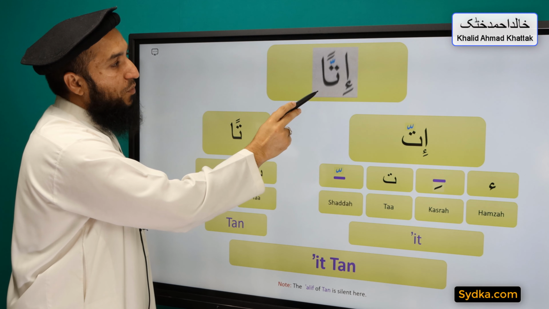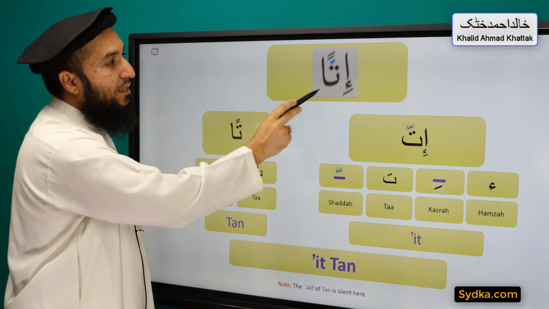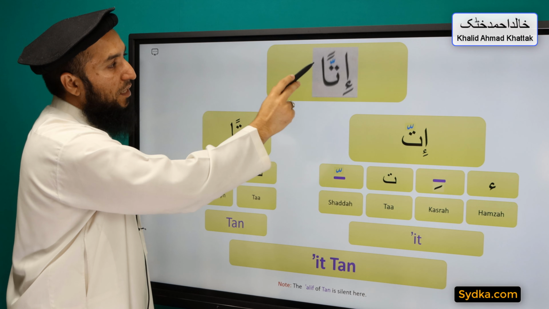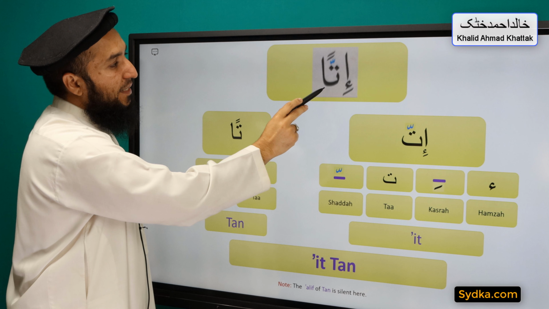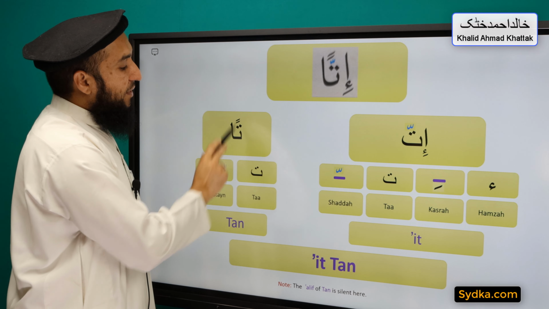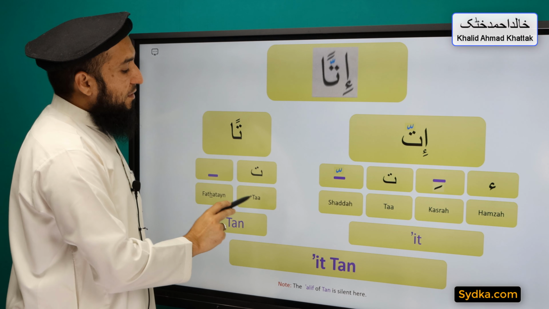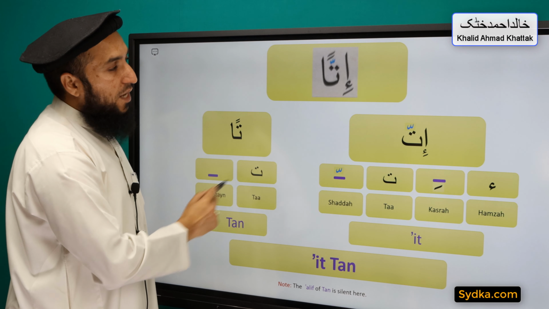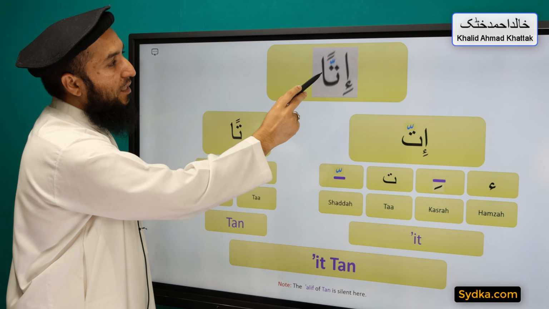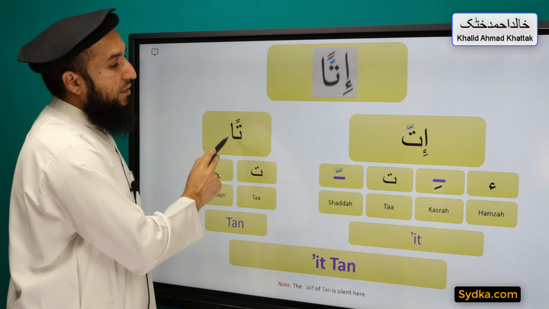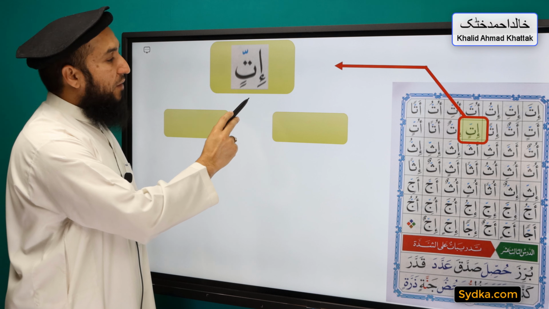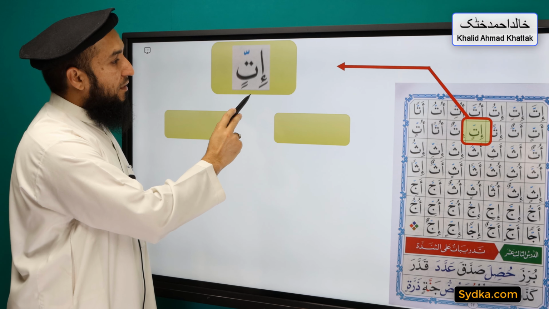The second syllable we have is Ta Fathatain, Tan. Ta is a light letter, it has Fathatain on top of it, and this alif is silent. Ta Fathatain, Tan. Combining both syllables together, we have Ittan. The next word we have is Ittin.